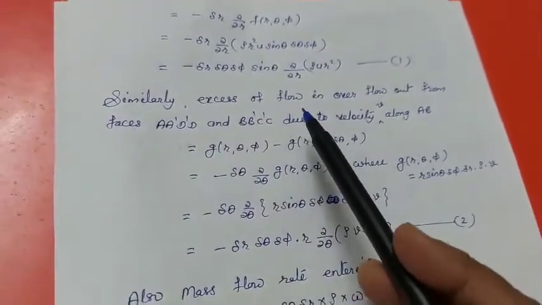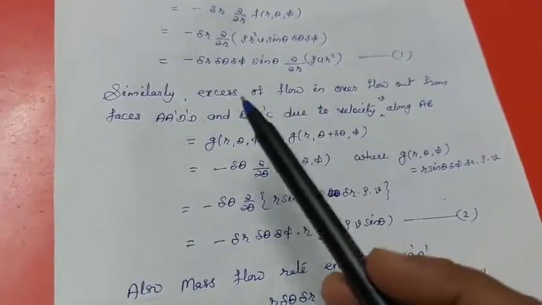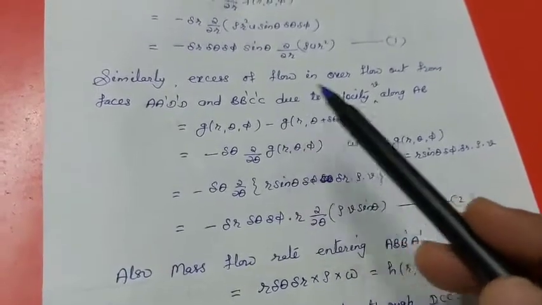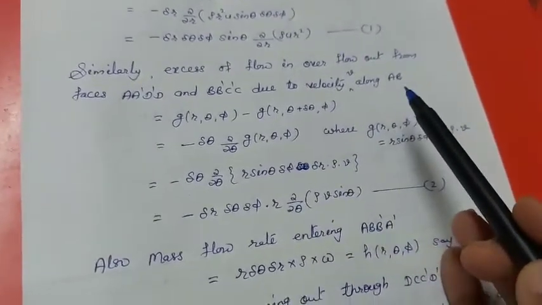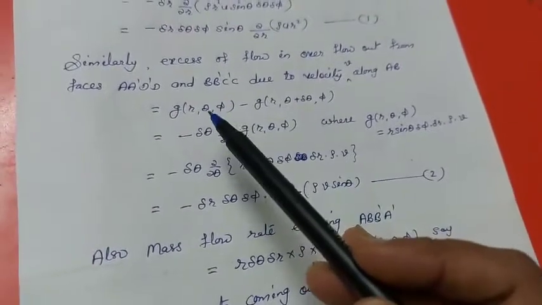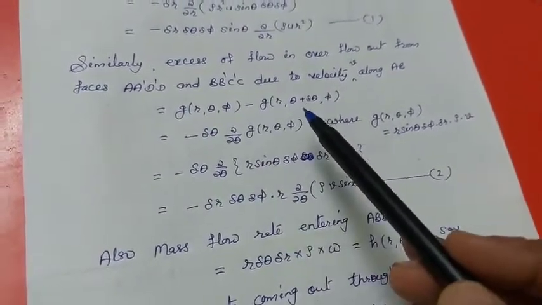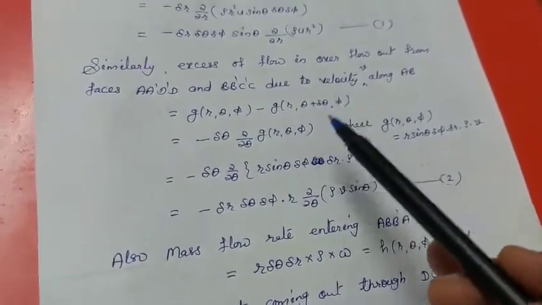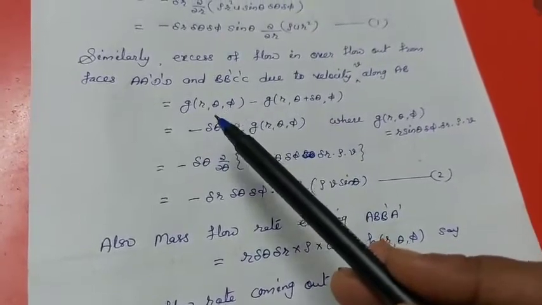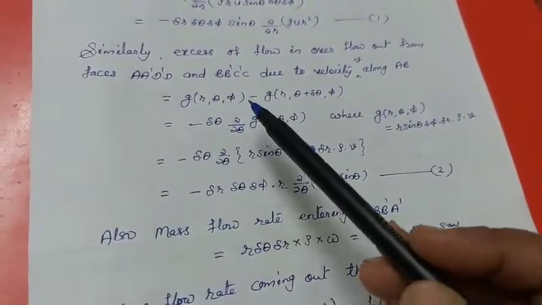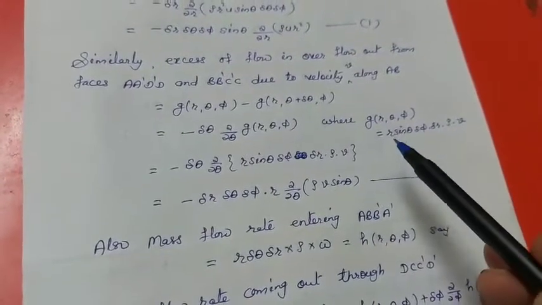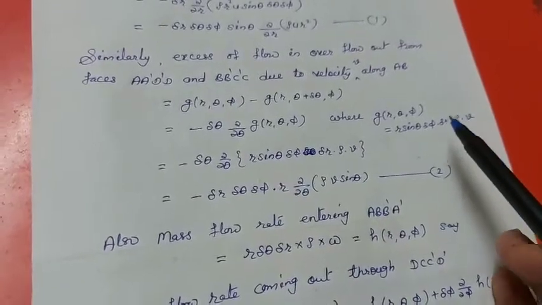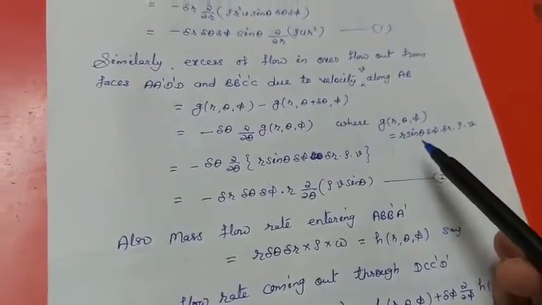Similarly, the excess of flow in over flow out from faces AA'D'D and BB'C'C due to velocity v along AB will be g of r, theta, phi minus g of r, theta plus delta theta, phi. This is in the direction of theta, and here g of r, theta, phi is assumed equal to r sin theta delta phi delta r rho into v. Velocity v is the velocity in the theta direction.